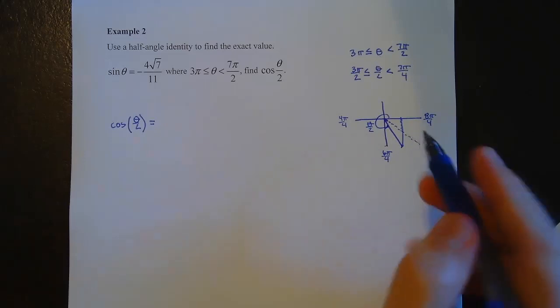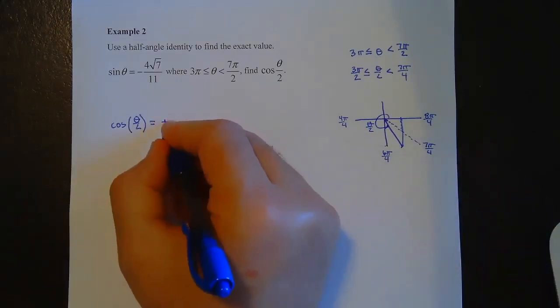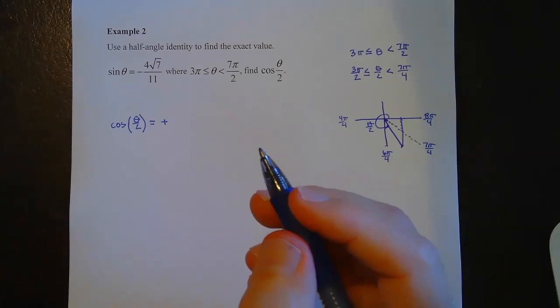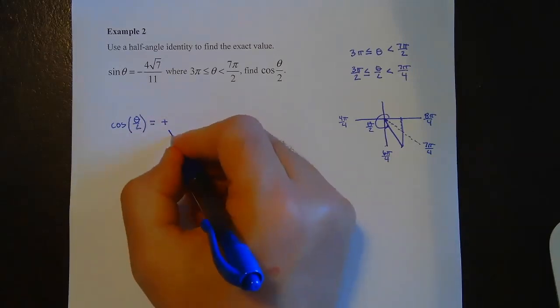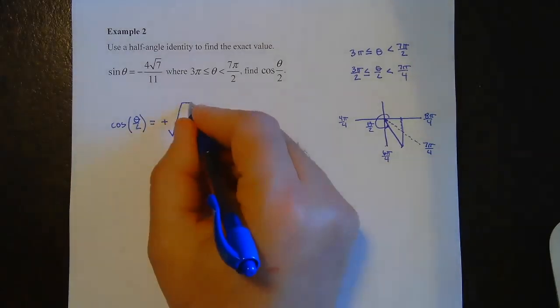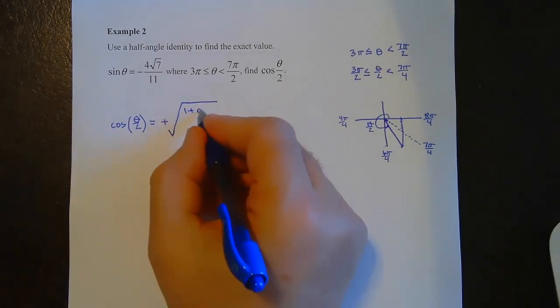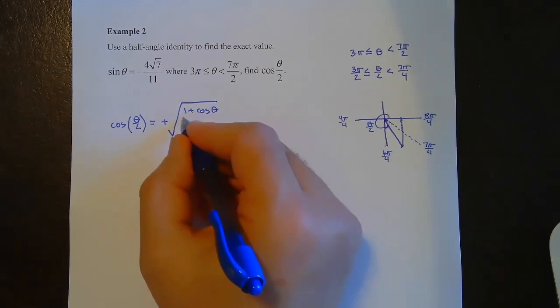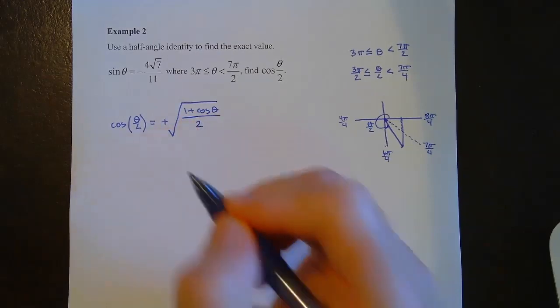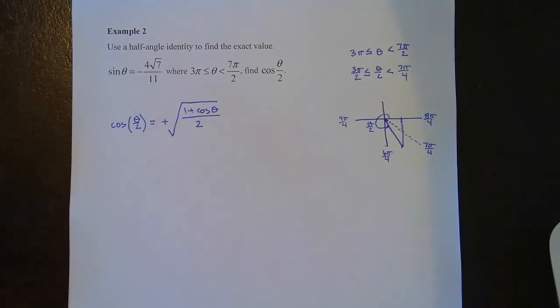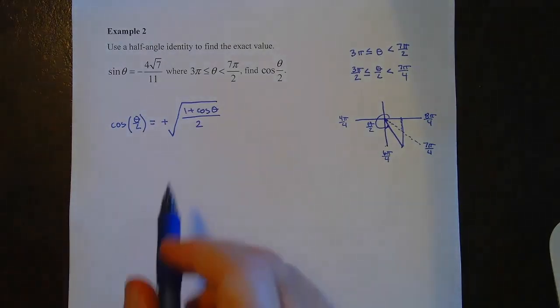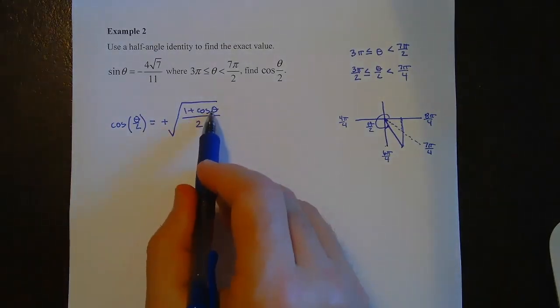It's positive, so we're going to use positive. Actually, you wouldn't have to write the positive here; I'm just writing it to show you. The square root of 1 plus cosine of theta over 2. To finally figure this out, I have to figure out what cosine of theta is.